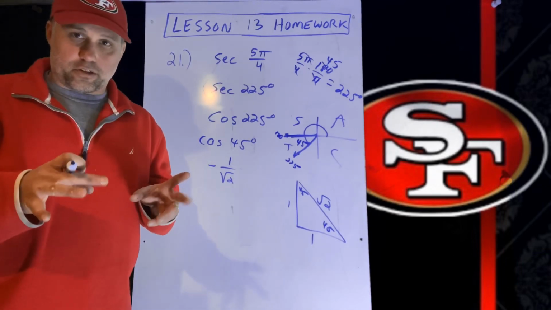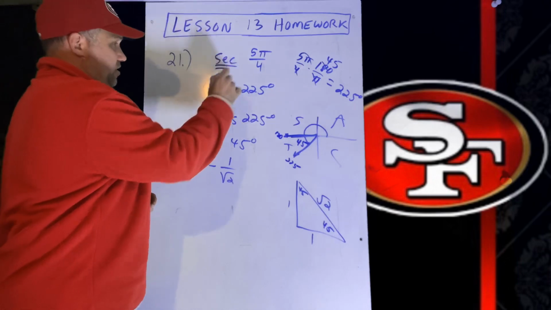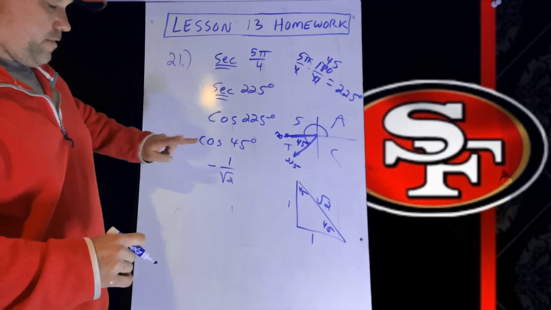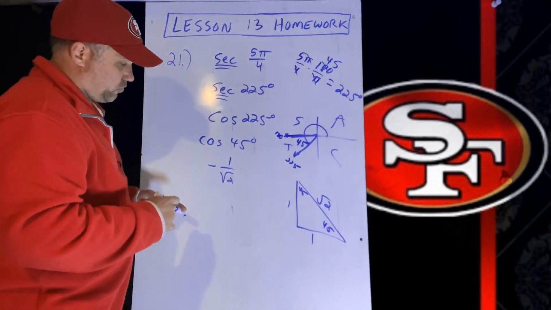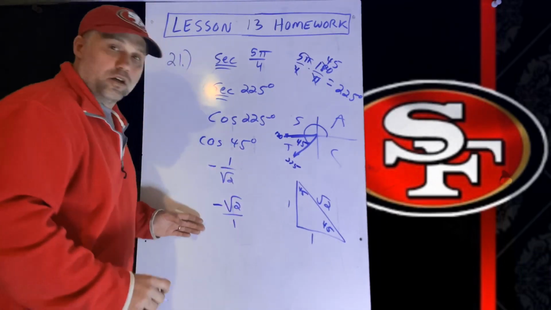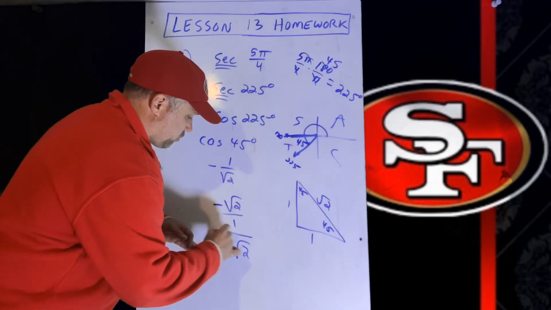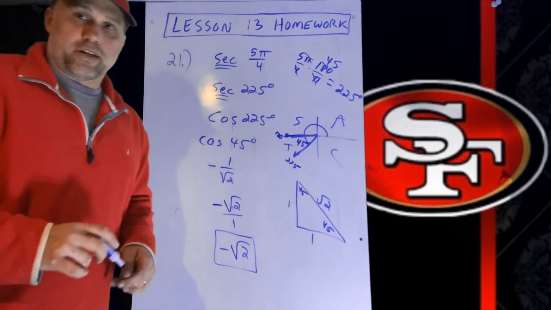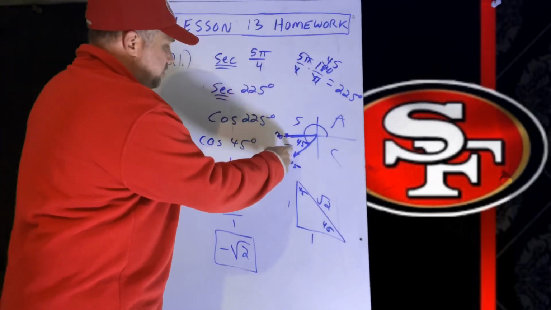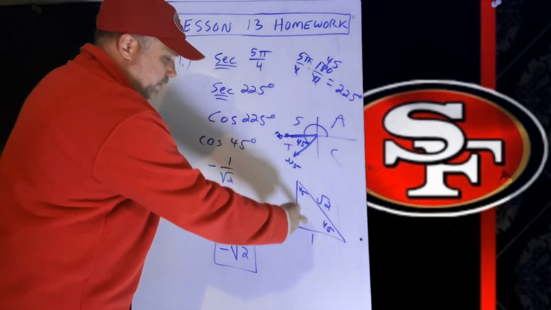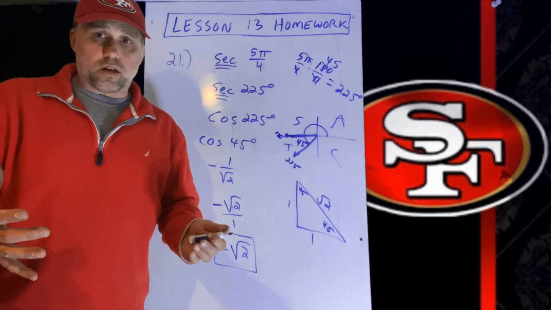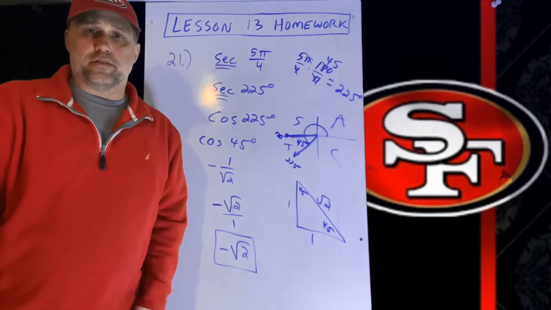That's not your final answer, though. Remember, the original question was secant. We want the secant of this angle, so we need to take this answer and flip it. So when I take negative 1 over radical 2 and flip it, I get negative radical 2 over 1, which is the same as just negative radical 2. You can write it either way, but there's your final answer. So that question has a lot in it. Converting to degrees, reference angle, ASTC, 45, 45, 90 triangle, and then the idea of flipping it because of reciprocal. All right, let me know if you need help with any of the others on this homework.